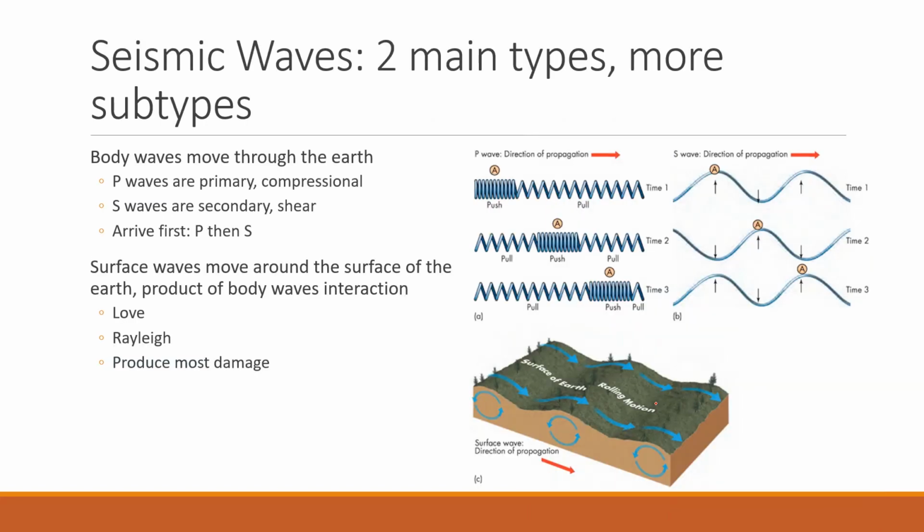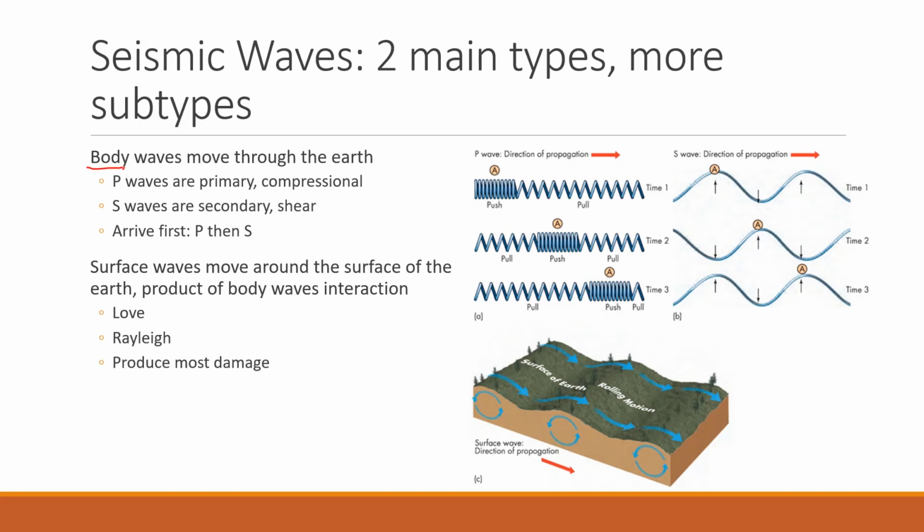So seismic waves. This is the energy that propagates through the earth. There are two main types, and then there are a bunch of subtypes. Our main types are called body waves, meaning they move through the body of the earth, and surface waves, meaning they move along the surface of the earth.